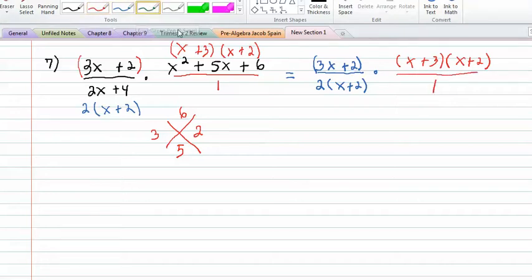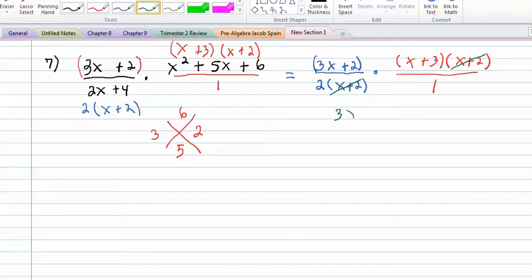Okay, now let's look. At this point we're ready to cross cancel and get rid of some things. Look at the 3x plus 2. Nothing here, because this has a 3, this doesn't have a 3, so I can't cancel that. No numbers, nothing here, but what about these 2? Can I get rid of those 2? And I can.